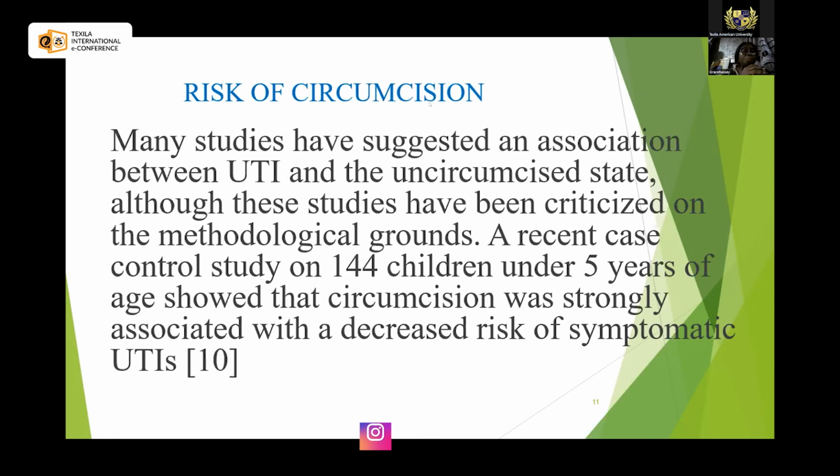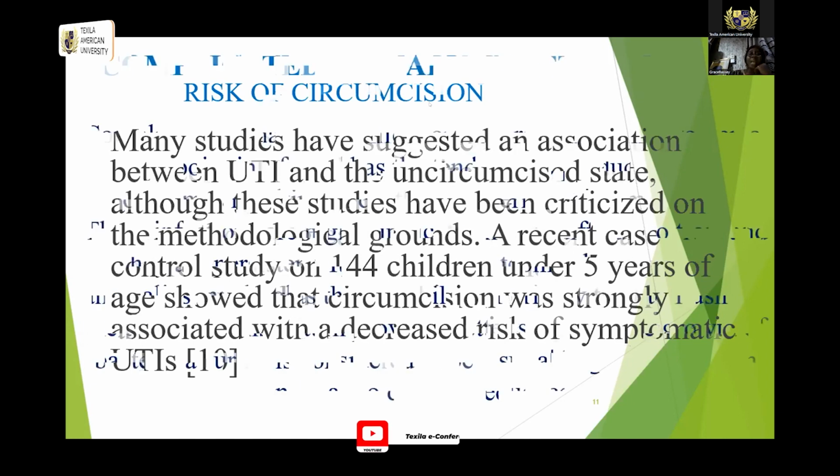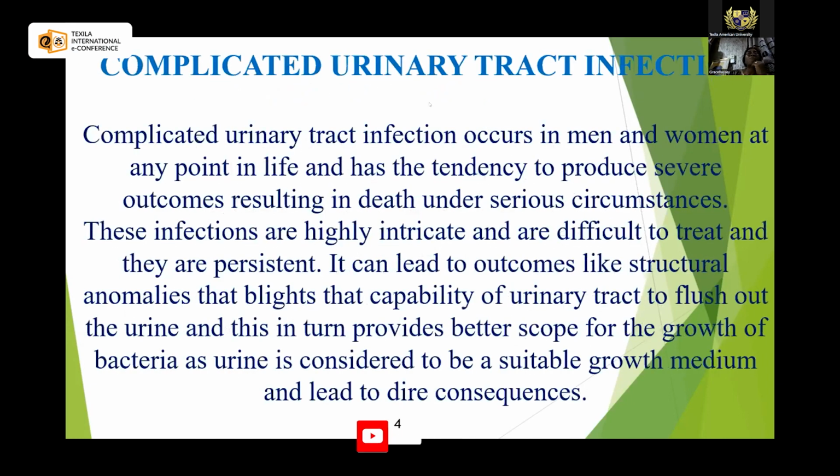A recent case-controlled study on 144 children under 5 years of age showed that circumcision was strongly associated with a decreased risk of symptomatic UTIs. And then we also have complicated urinary tract infections. Complicated urinary tract infections occur mostly in men and in women, or at any point in life, and have the tendency of resulting in death under serious circumstances. These infections are highly intricate, difficult to treat, and persistent.